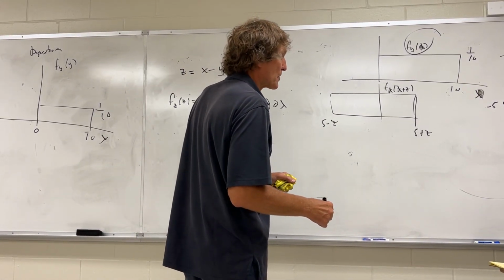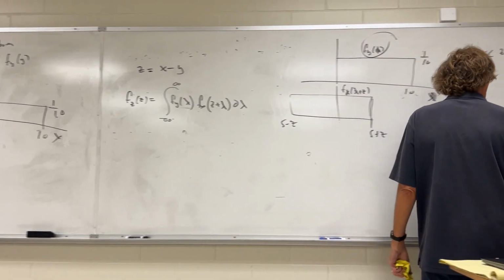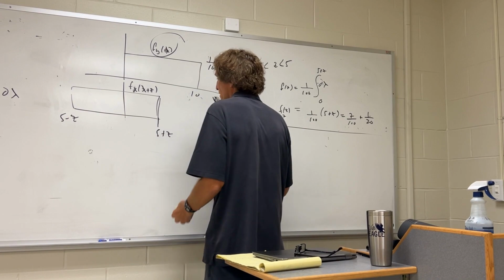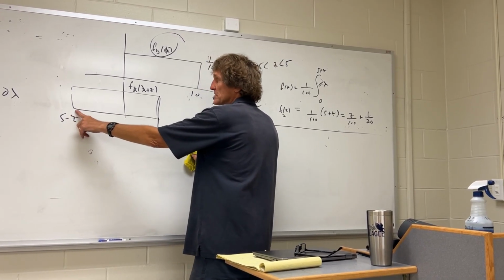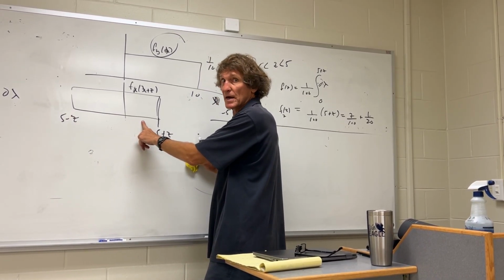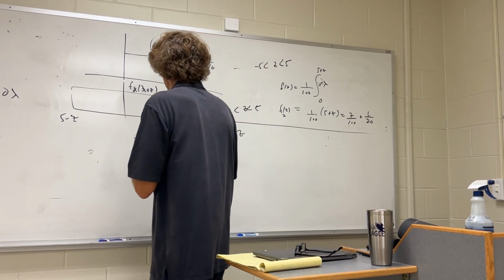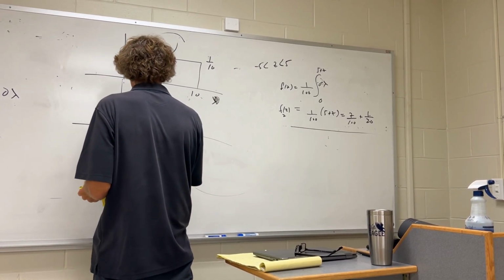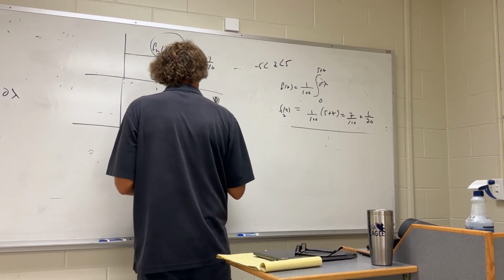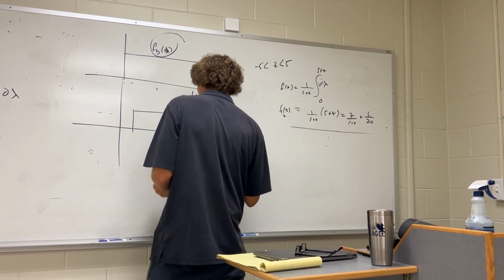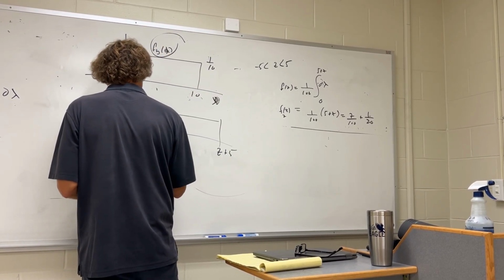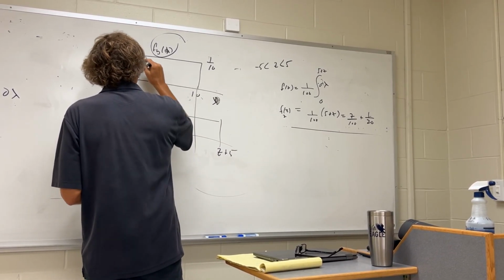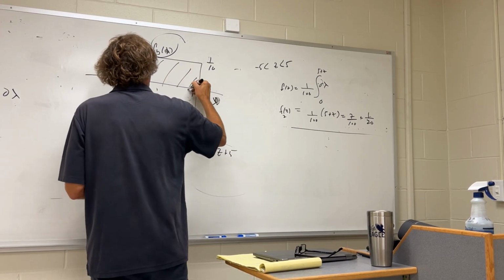Then what happens for, so this is for minus 5 to 5. What happens when z is greater than 5? Now at that point, this end starts coming through, right? With me on that? And so it looks like this. Now here's the area of overlap.